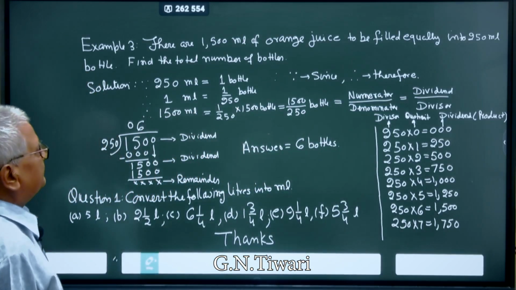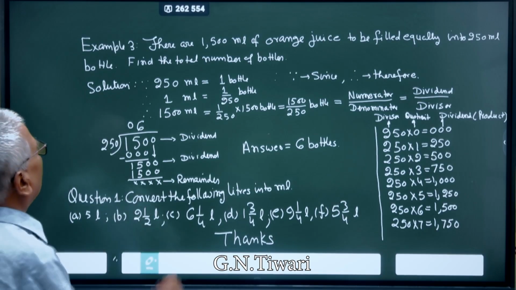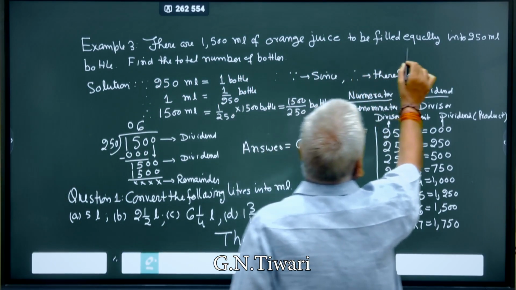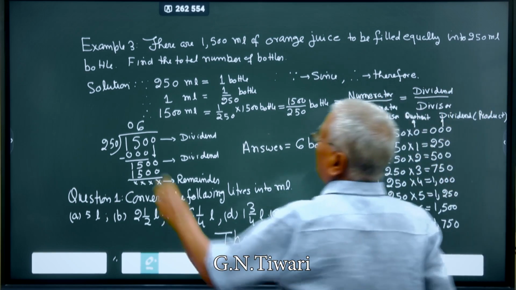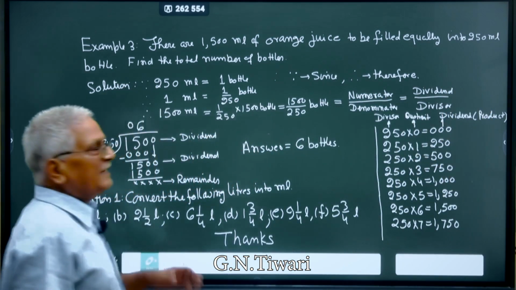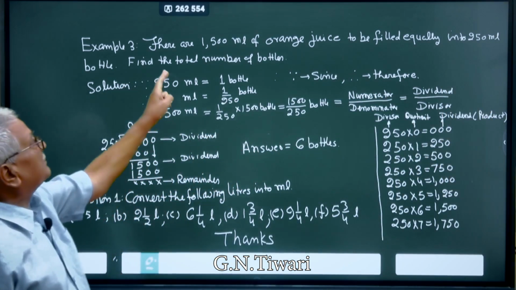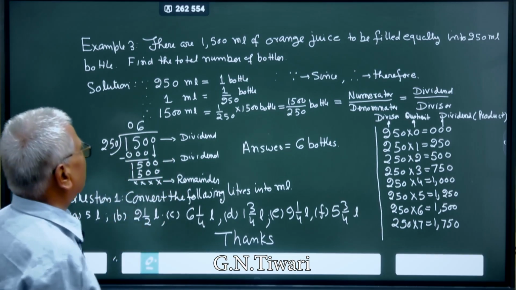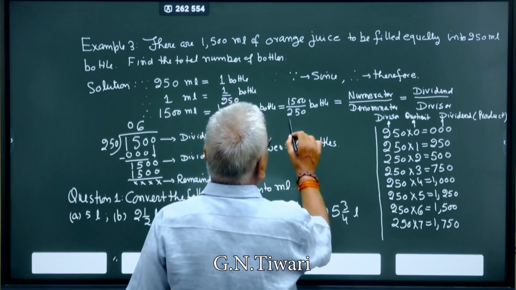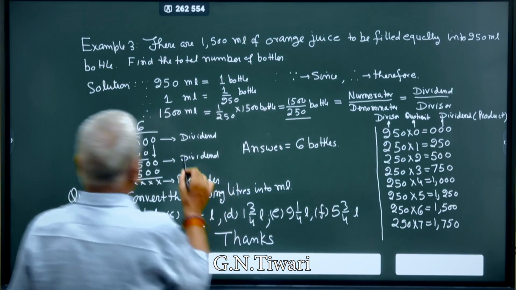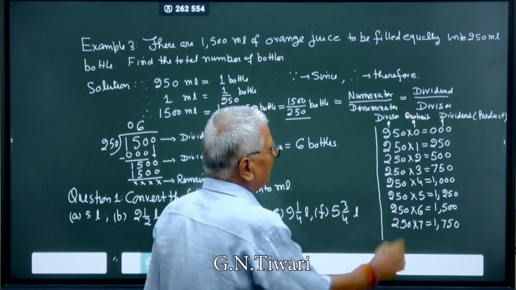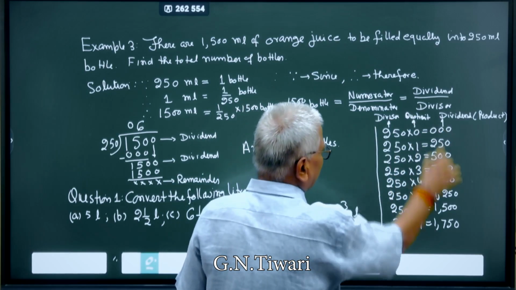Example 3. It is a word problem. There are 1500 ml of the orange juice to be filled equally into 250 ml bottles. यानी 250 ml का बॉटल है और उसमें इतना भरना है, तो उसे क्या करेंगे? नंबर कम आएगा तो उसके लिए डिवाइड करेंगे. अब देखिए 15 में 250 को डिवाइड करना है. I have done the same thing. 250 का यहाँ पर टेबल हमने लिखा, डिविजर, कोशेंट, डिविडेंड.